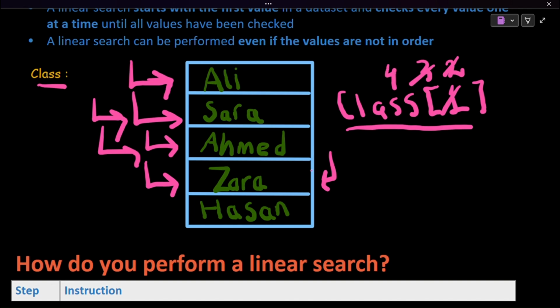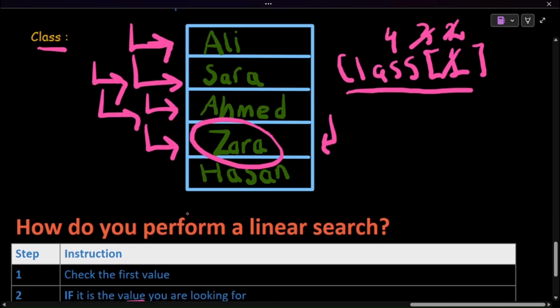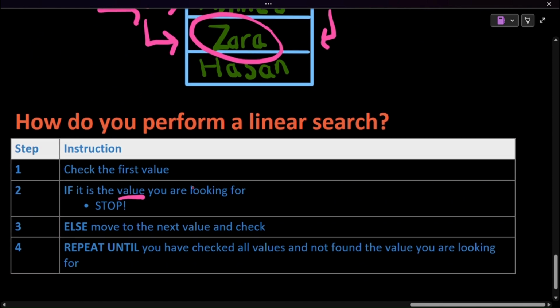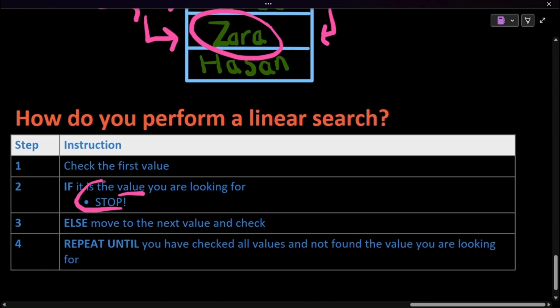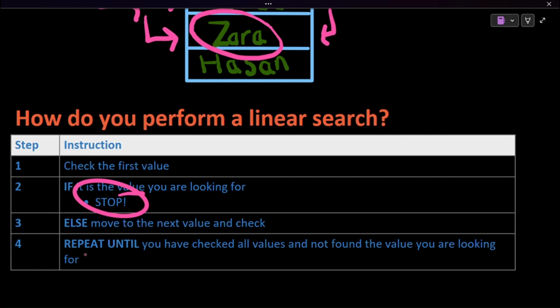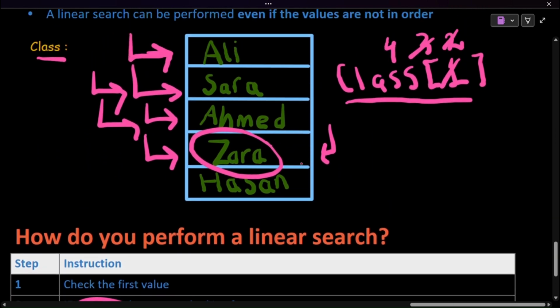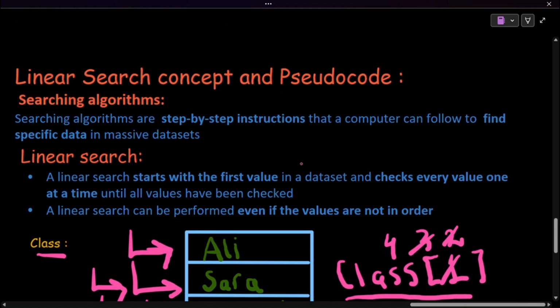Class fourth position. Now check, is this the value that I'm finding? Is this Zara? If this is found in this position, then we have to stop the search. Then we get our required value. Alright? We have to repeat this process until we get the value that we are searching for. Now let's move towards the code of this.